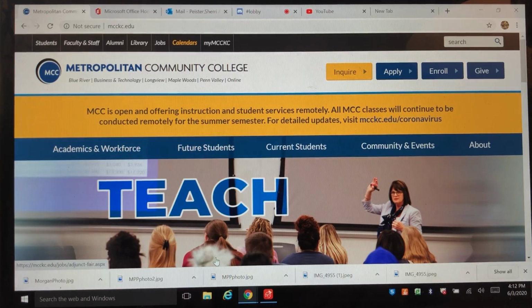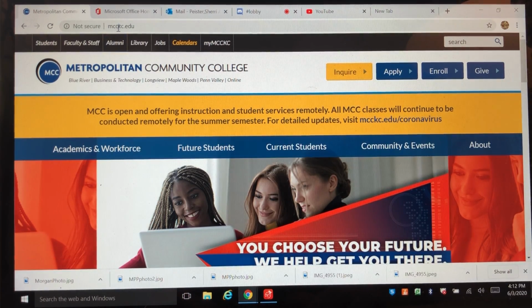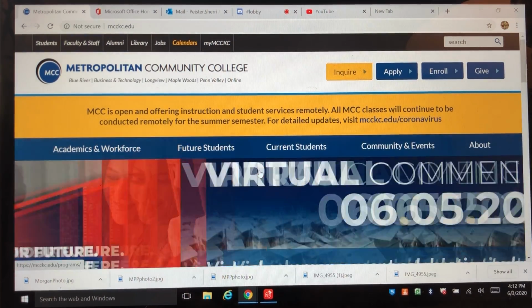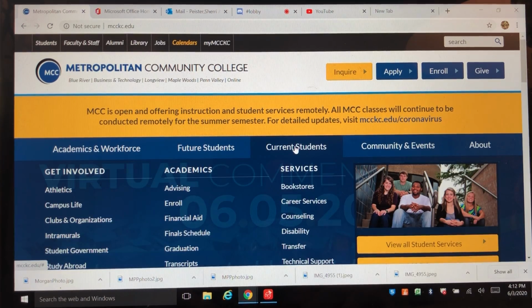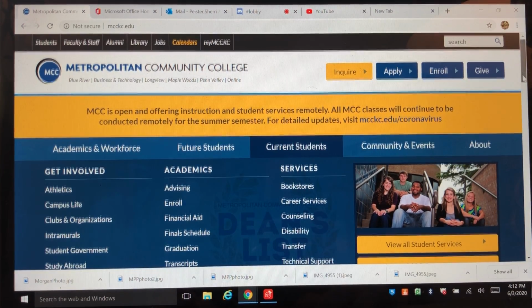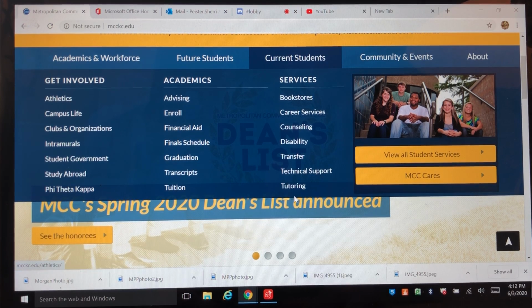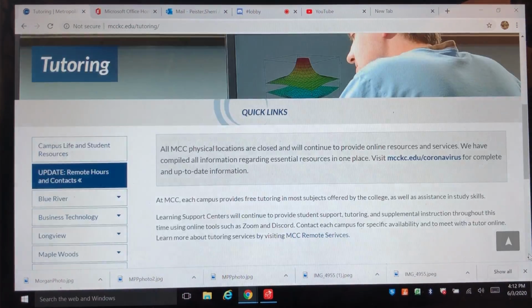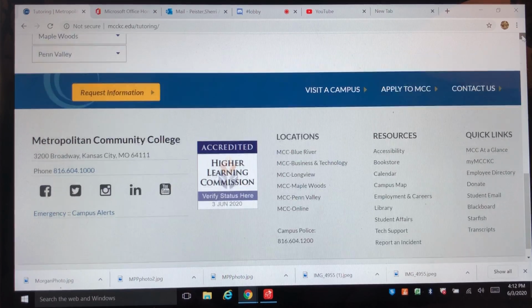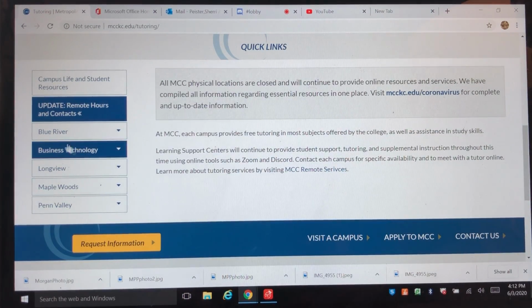If you just go out to your search engine, if you go out to the main MCC website, which is mcckc.edu. So if you just pull up the main Metropolitan Community College website on your computer, you should see this screen. Click on the tab called Current Students. When you do that, it brings up a whole menu. I'm going to scroll down so I can get to where I want to go. This one in the lower right hand corner, that's called Tutoring. So click on that Tutoring tab, and then what that does is it brings up each of the campuses within the MCC community, with the Blue River campus.